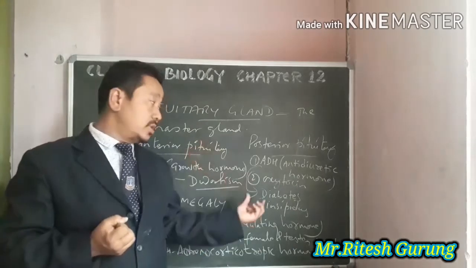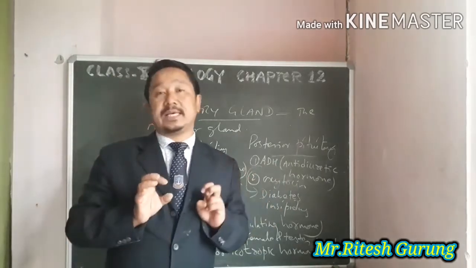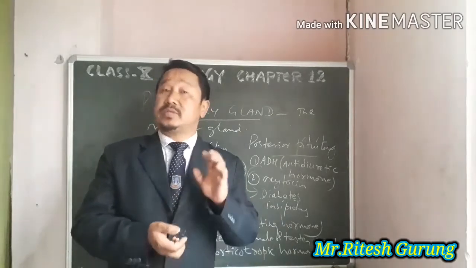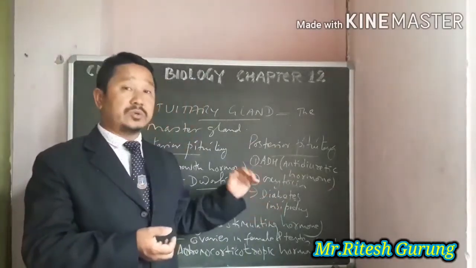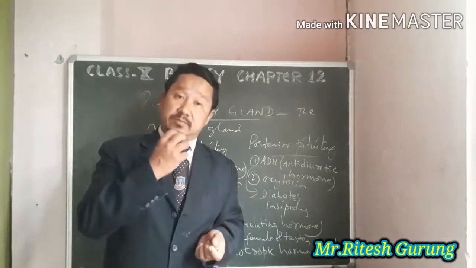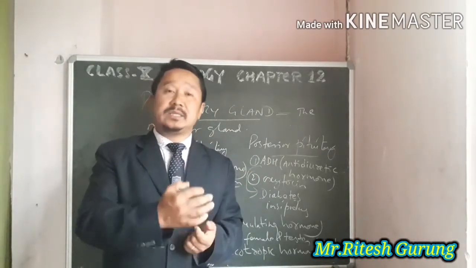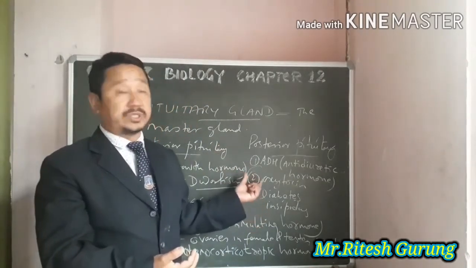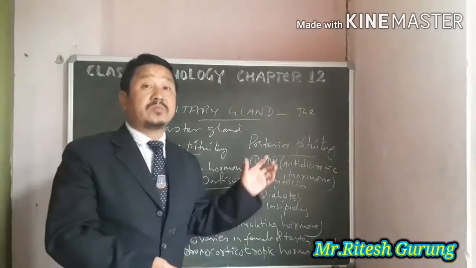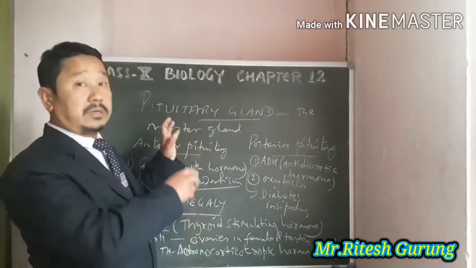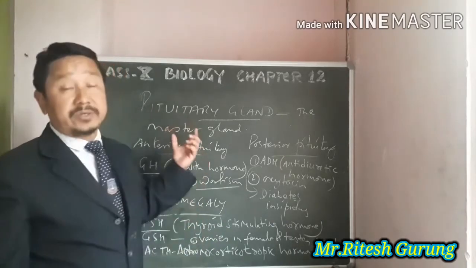And also it stimulates milk ejection. Once the baby is delivered, the baby is to be fed with milk. So at that time, this hormone also stimulates the system inside so that the milk is ejected and the baby is fed. So this is the function of oxytocin. These are the 6 different kinds of hormones being produced from the pituitary gland.